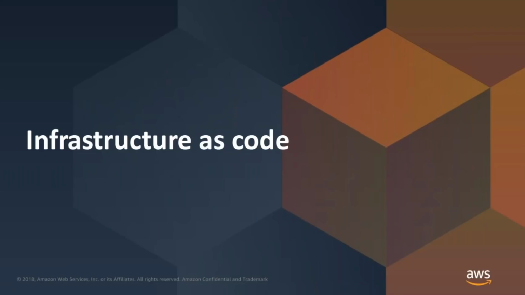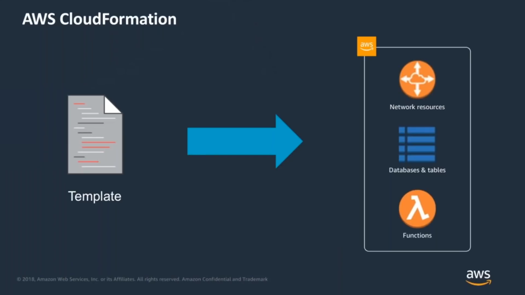So infrastructure as code is really about being able to define a declarative template that defines exactly how your application, how all of your cloud resources need to be created, and then using a service that can generate the actual physical resources for you from that definition. So AWS CloudFormation is the service that you would use to implement this type of model.